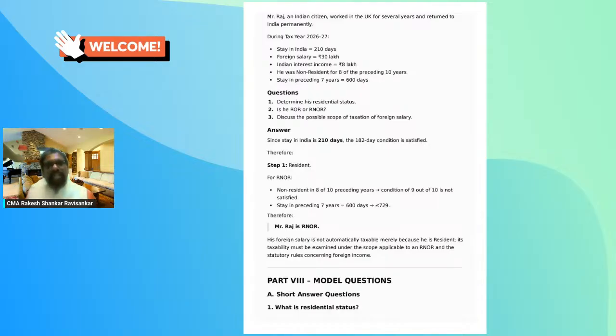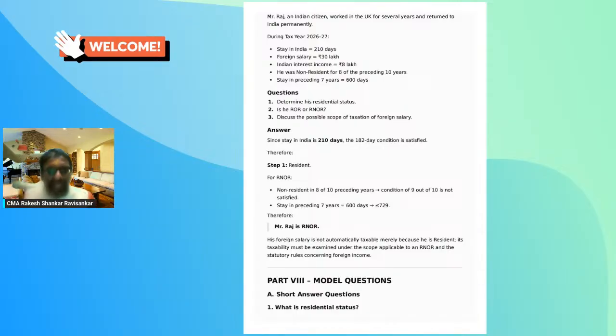Now we will have a case study. Mr. Raj is an Indian citizen who has worked in the UK for several years and returned to India permanently. During the tax year 26-27, he has stayed in India for 210 days. His foreign salary is rupees 30 lakhs. Indian interest income is 8 lakhs. He was a non-resident for 8 of the 10 preceding years. Stay in the 7 years is equal to 600 days. Determine his residential status. Is he a ROR or NOR? Discuss the possible scope of taxation of foreign salary.